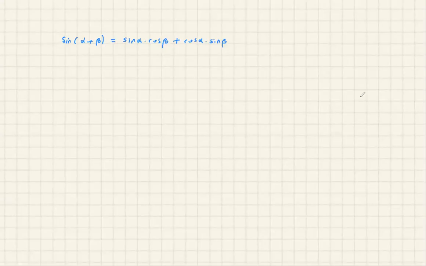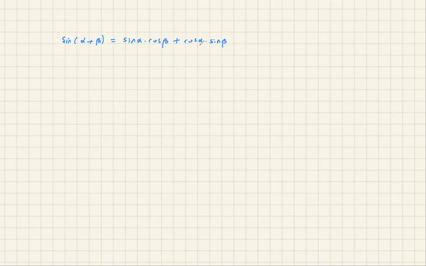Hello, everyone. So we are going to see how we can actually use the angle sum identity for sine to prove the angle sum identity for cosine. We do know the angle sum identity for sine was sine alpha times cosine beta plus cosine alpha times sine beta.